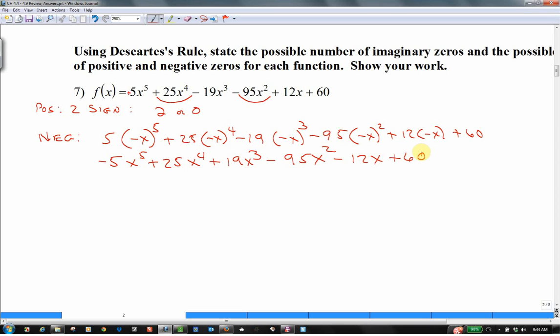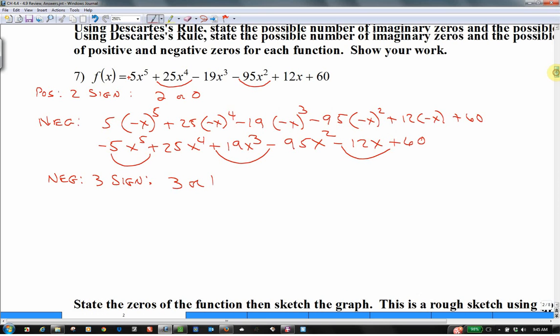So let's see how many sign changes that I have. I have a negative to a positive. There's 1. Positive to positive, no. Positive to negative, there's 1. Negative to negative, no. Negative to positive, yeah, there's 1. So I have 3 sign changes. So the number of negative real zeros I could have would be 3, or a multiple of 2 less, which would be 3 or 1. Okay, so let's go ahead and make the table. Now what we see is that this is a 5th power. So I could have a maximum of 5 roots, 5 zeros.